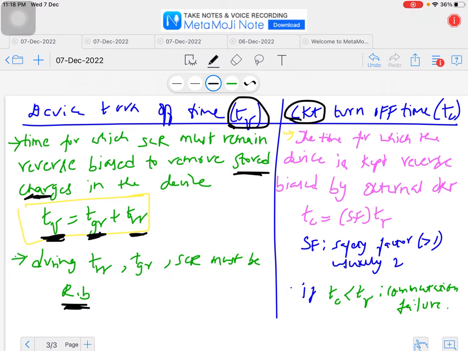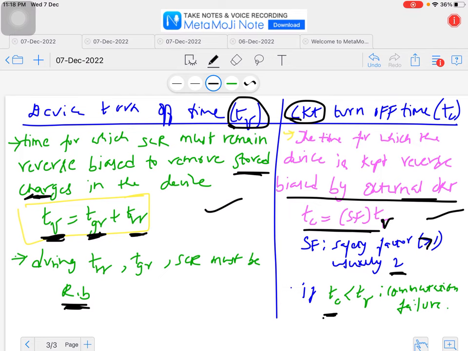What is circuit turn off time? The time for which the device is kept reverse biased by an external circuit. This is by the device, this is by the external circuit. So you see the TC is safety factor times TQ. Safety factor is generally greater than 1, usually equal to 2. Generally, the circuit turn off time is always greater than that of the device turn off time.